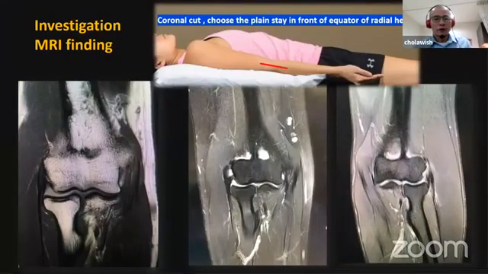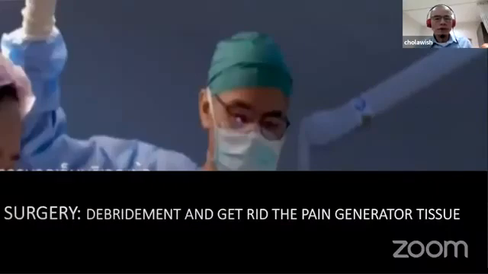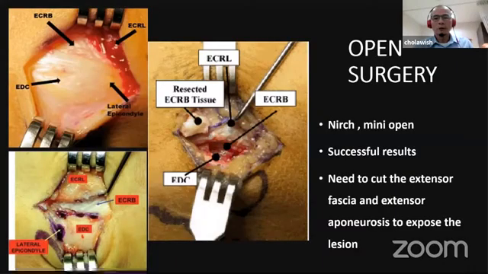For investigation, I use the MRI, same as Professor Park said, and I use a coronal cut and look for the pain that lies in front of the gutter of the radial head, which might correspond to the ECRB area. The surgery is a debridement to get rid of the pain generator tissue. Professor Park talked about the Nirschl operation already, right? They show a successful result, but the only bad thing is that we need to cut good tissue to expose the degenerated tissue.